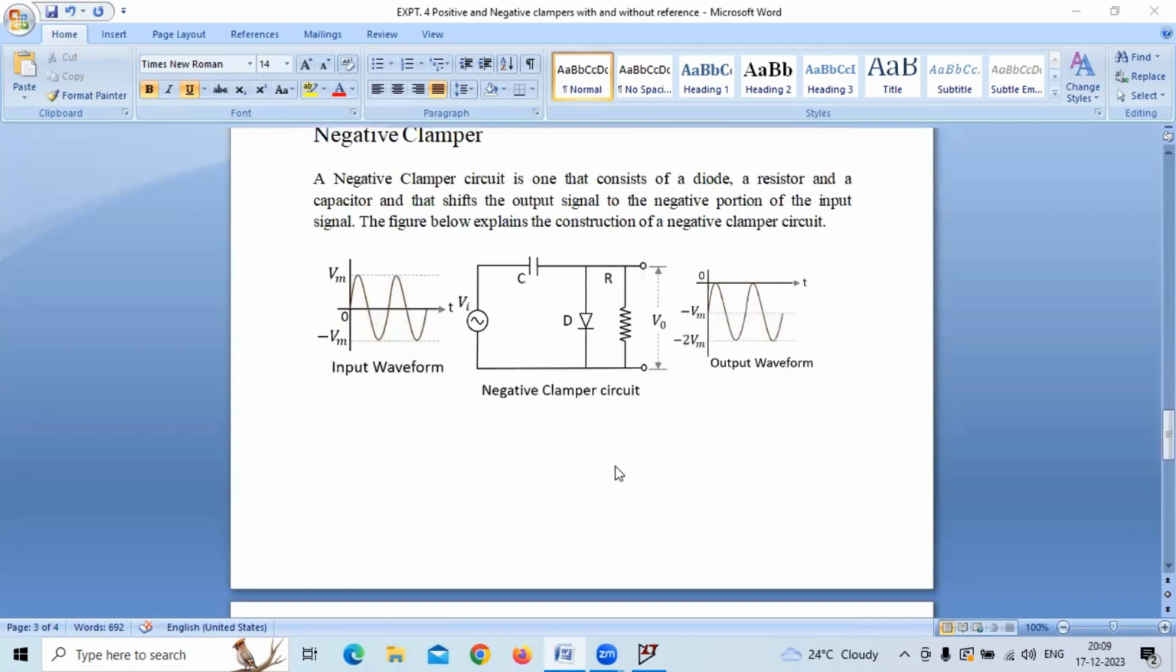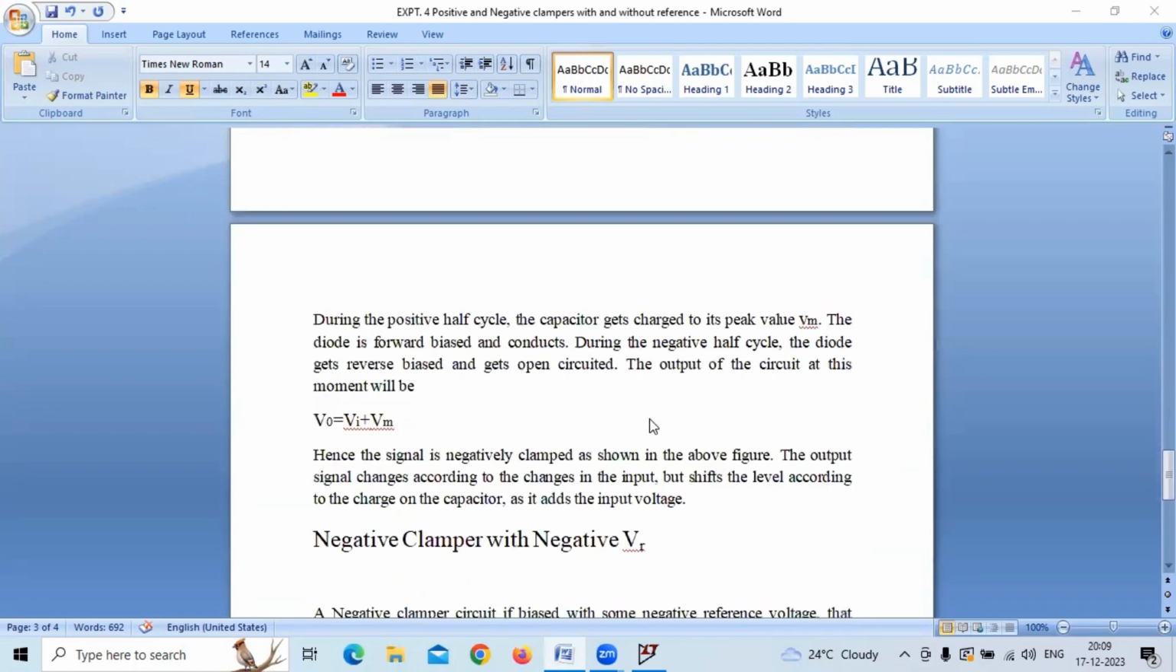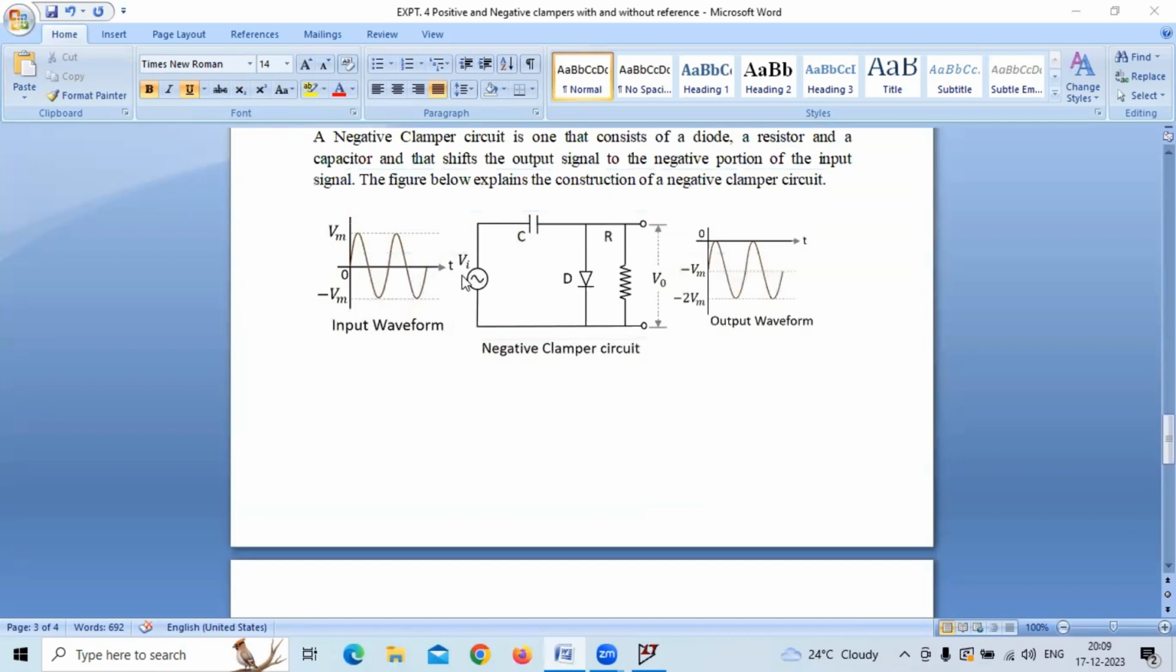Negative clamper. When input voltage is given here, you can see the diode is connected in the opposite direction. When the positive half cycle comes, this terminal becomes positive and this terminal becomes negative. Positive connected to positive, negative connected to negative. The diode is forward biased and it conducts and is short circuited. Therefore, the capacitor charges to the input's peak voltage, which is Vm. And we will not get any output here.